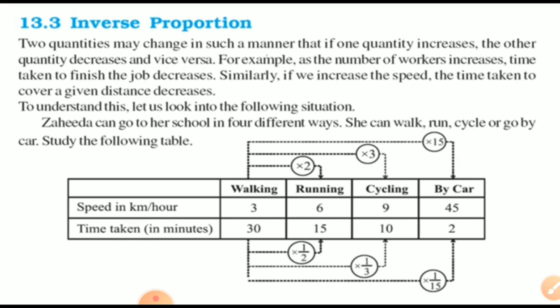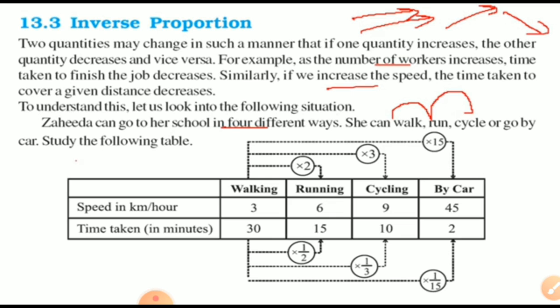Now new topic 13.3, inverse proportion. My dear students, here you can find a speed in kilometers per hour and the time is also given. When we are increasing the speed, automatically time will be less. When one quantity increases, the other decreases, and that is called inverse proportion. Two quantities may change in such a manner that if one quantity increases, the other quantity decreases and vice versa. It should be the opposite. Number of workers increases, time taken to finish the job decreases. Similarly, if we increase the speed, the time taken to cover a distance decreases. Yes, beta.